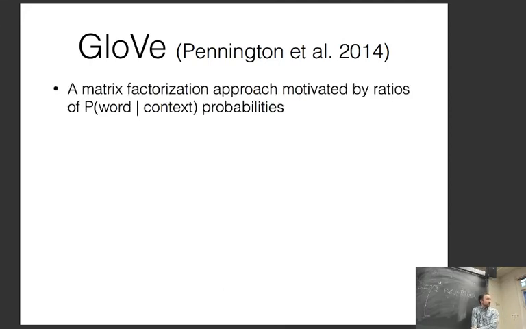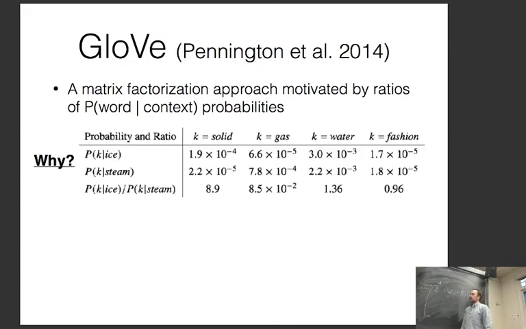So basically GloVe is a matrix factorization-based approach, and it's motivated by ratios of word-given-context probabilities. And they have a really nice example. This is a very good paper in general, by the way. I highly recommend reading it because it's very logical and explains why they do things in a very concise way. But basically the idea is, let's say we have ice and steam, and we want to know what the difference between ice and steam is.